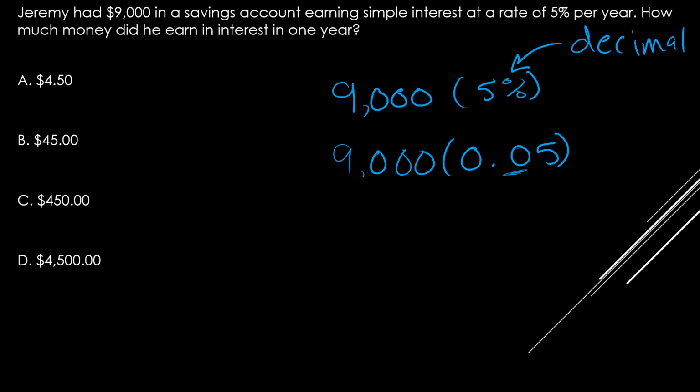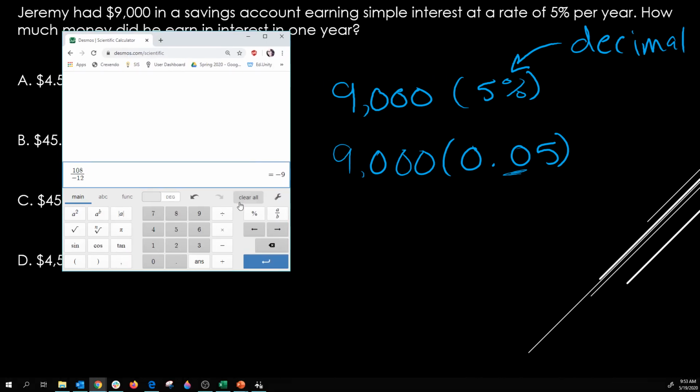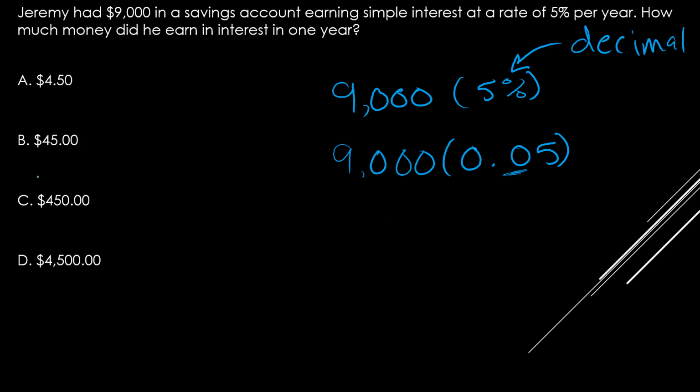Okay, that makes a very big difference. And then once I have converted it to a decimal, I can multiply them. So 9,000 times 0.05 gives me 450. So he will earn $450 in his savings account at the end of that 1 year.